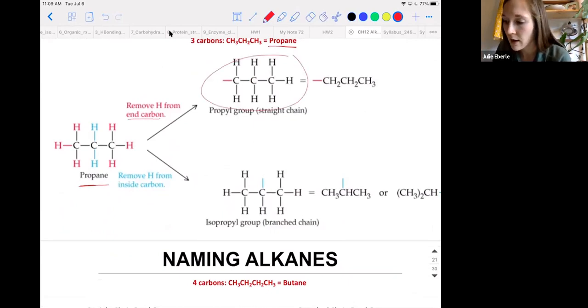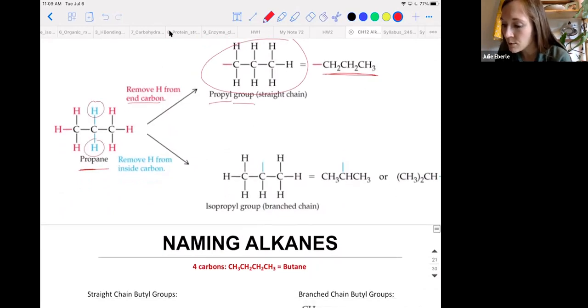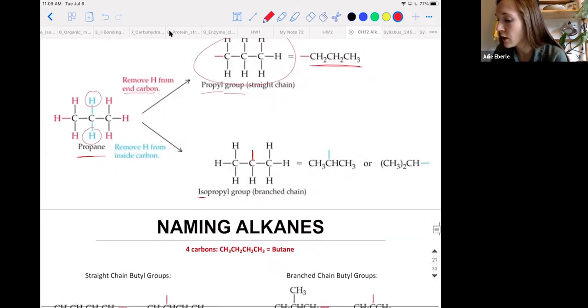Doesn't matter which one you take off from the end, okay? And so you get a group that looks like that, 3 carbons in a row. That would be a propyl group, okay? That's a straight chain propyl group. But if you take off an inside carbon, one of these blue ones, now you're attaching this group, but you're attaching it through the middle carbon to whatever other straight chain or molecule you're bonding it to. So now you have what we call an iso, because it's an isomer, isopropyl group, okay? Isopropyl group, all right?